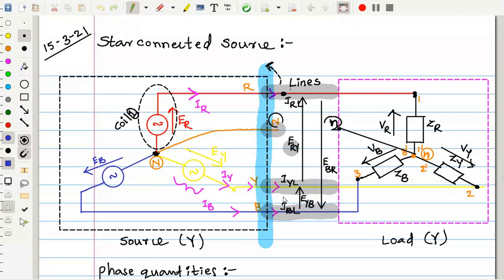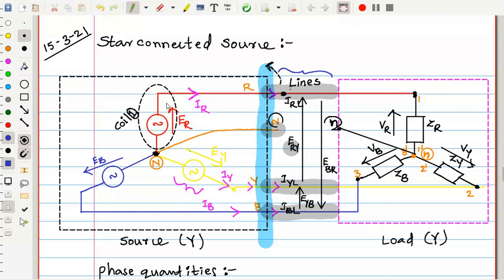Now, in power transmission or distribution, the generator terminals will be extended over a long length. Those lines of conductors, which are there on the towers or on the poles, we will call lines. And whatever is referred to among these lines can be called line quantities. Whatever is inside of this generator can be called phase quantities.